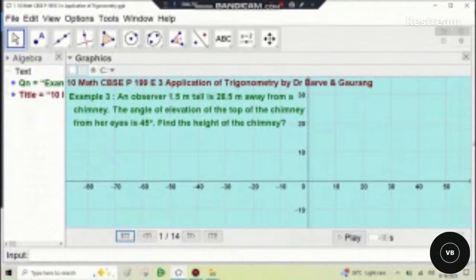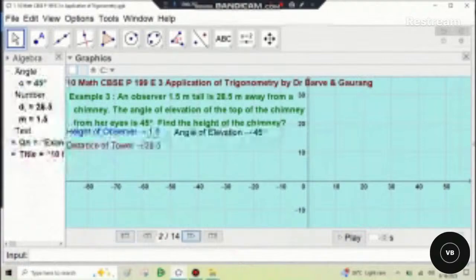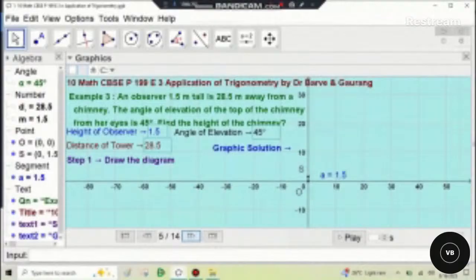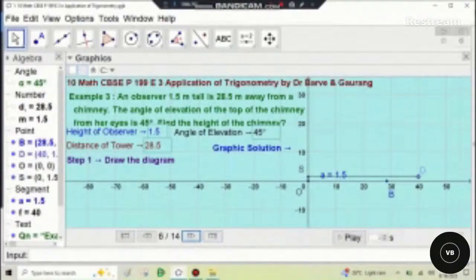So let's go step by step. Now we are given this data. Let us draw the diagram. So here what I have done, this is the ground level and this is the eye level. Now I locate the base of the chimney. So chimney is here.